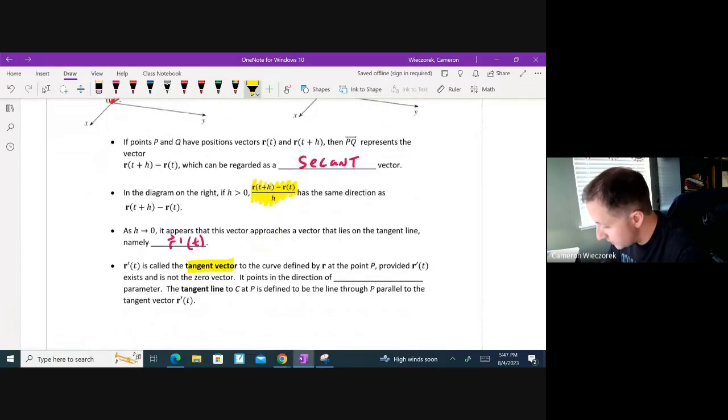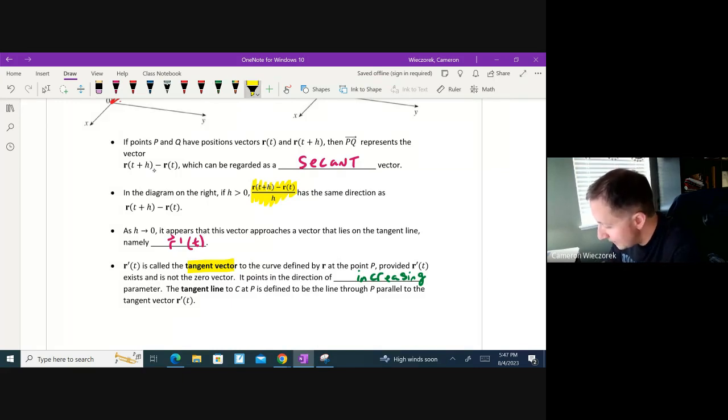That vector is called the tangent vector. It indicates the direction that the curve is moving. Okay? So it points in the direction of increasing parameter. As t increases, that indicates the direction of that curve.